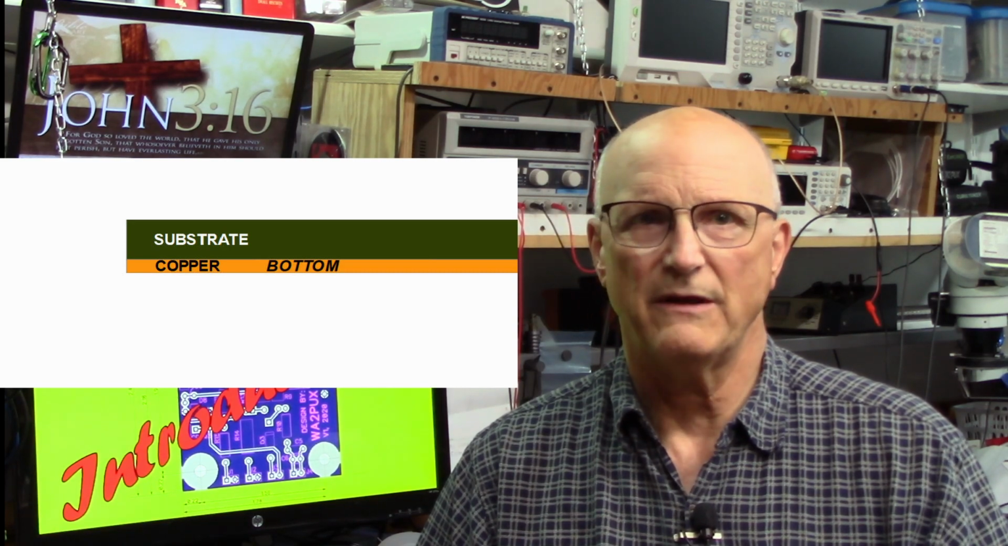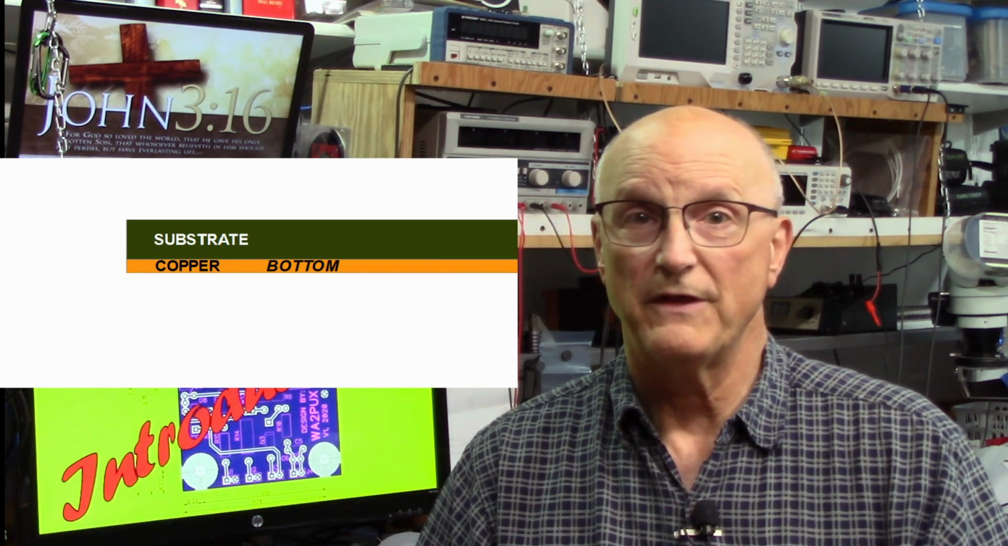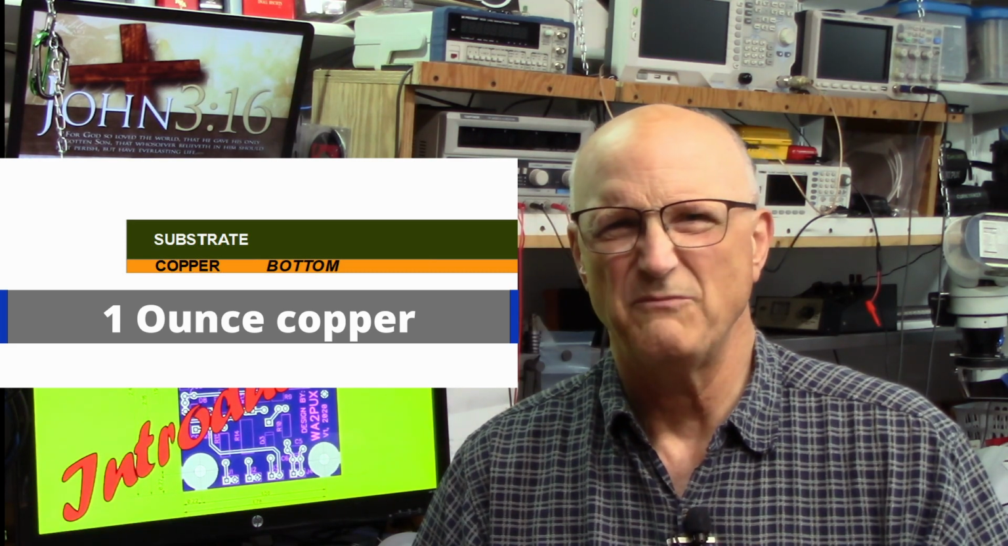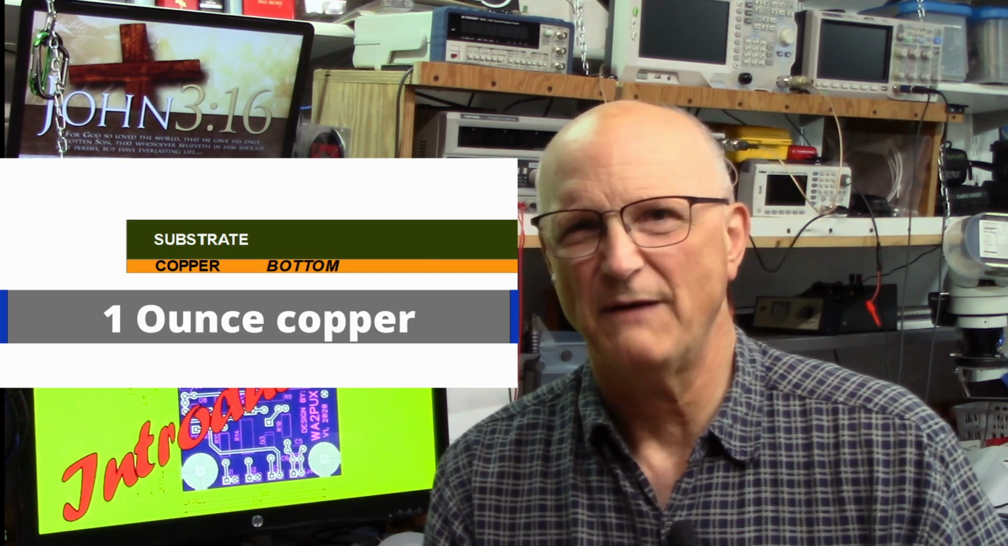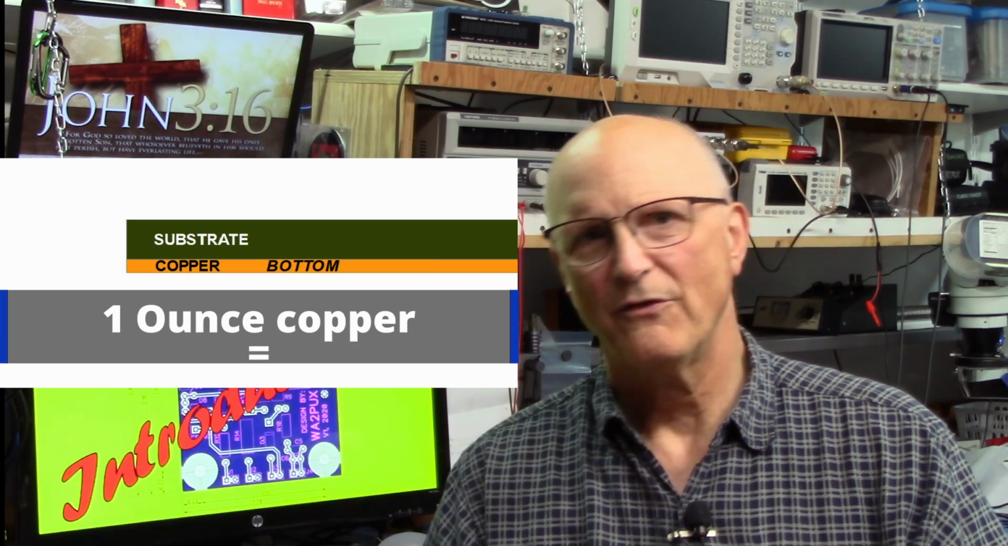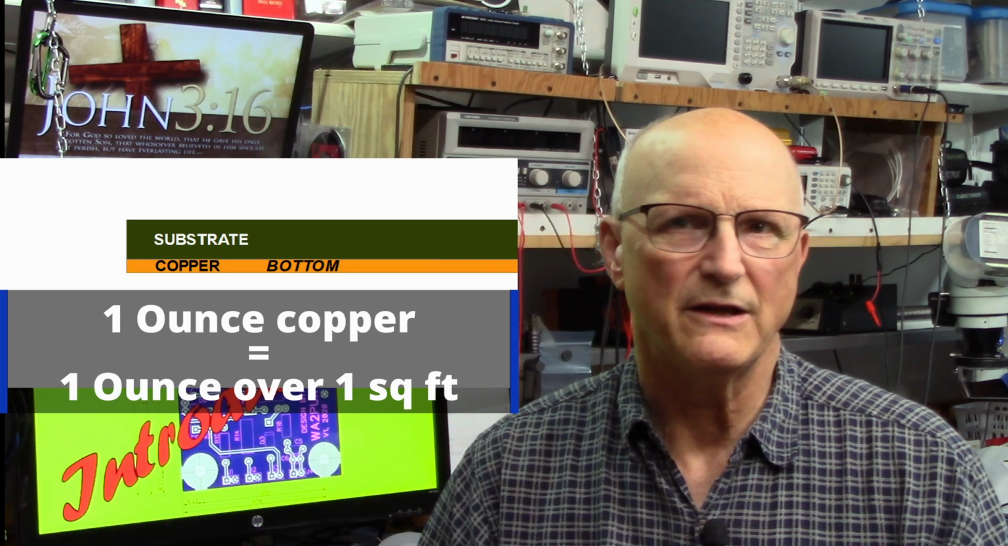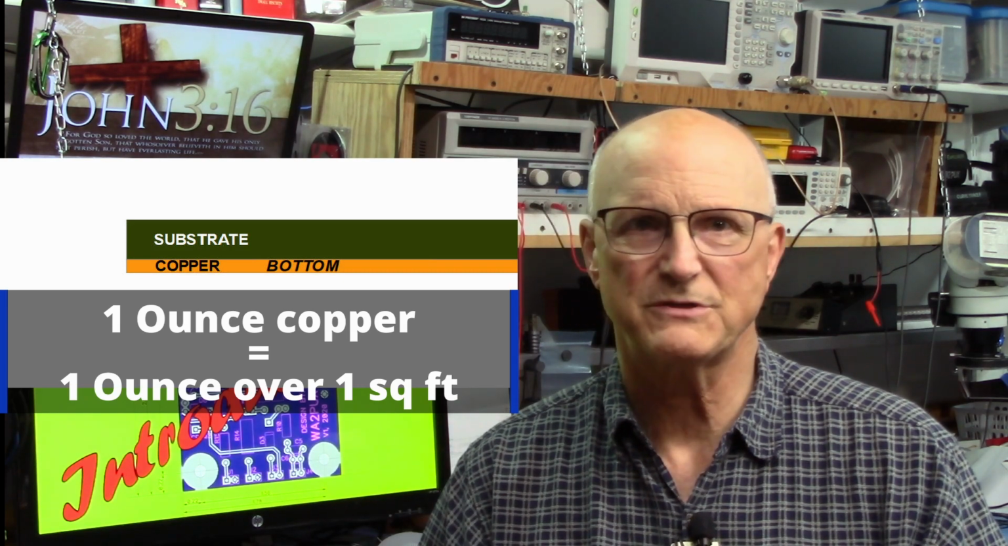This copper can be of various thicknesses. This thickness is expressed in ounces. The most common thickness is 1 ounce. So what do they mean by 1 ounce copper thickness? Well, this refers to 1 ounce of copper spread evenly over 1 square foot of substrate.